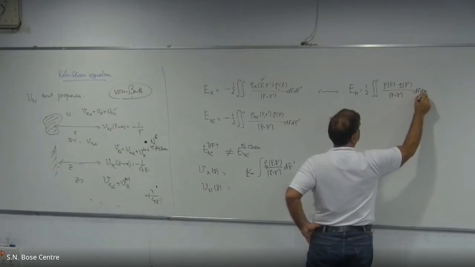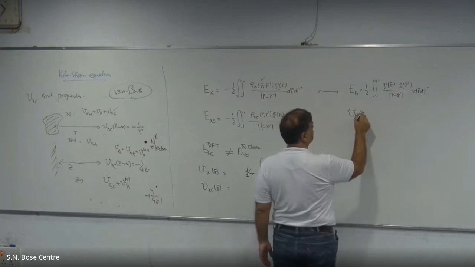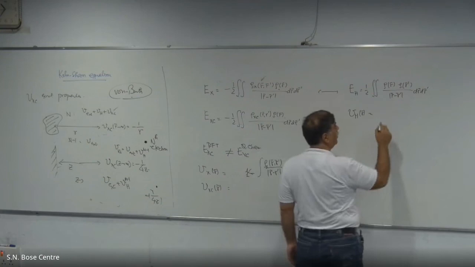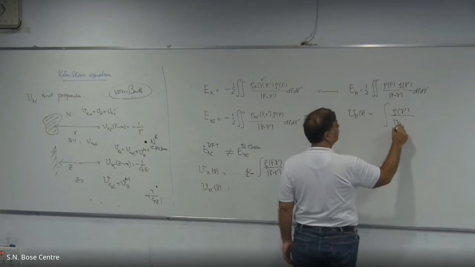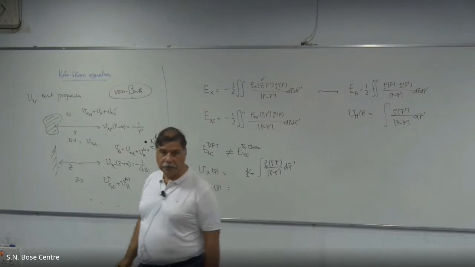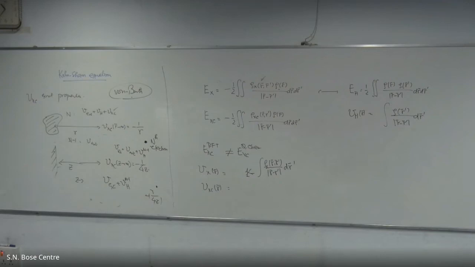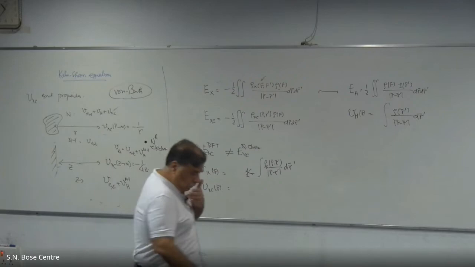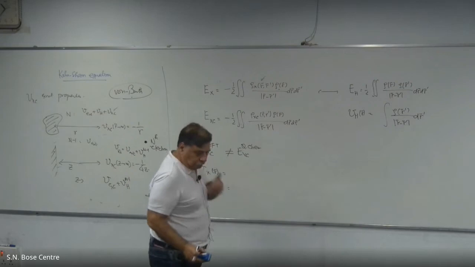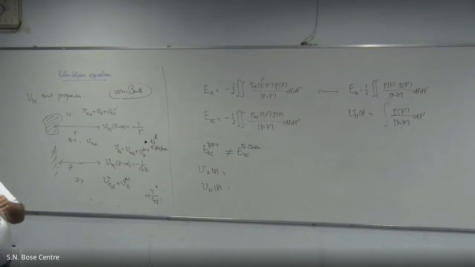Right? What was V Hartree? V Hartree is the Coulomb potential of rho r, isn't it? Yes or no? Can you make an analogy? If I could write the exchange potential like this, can you make an analogy?